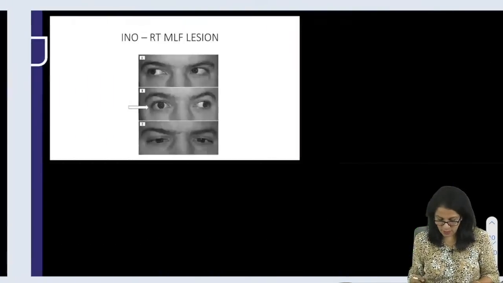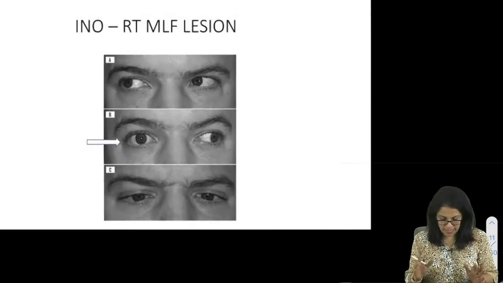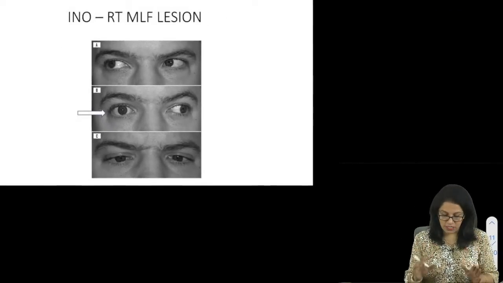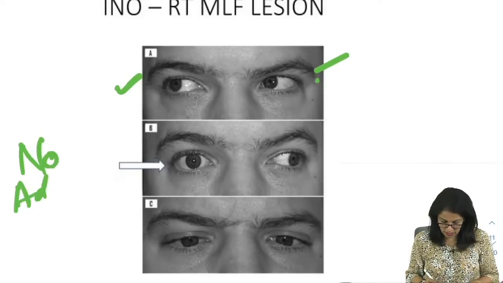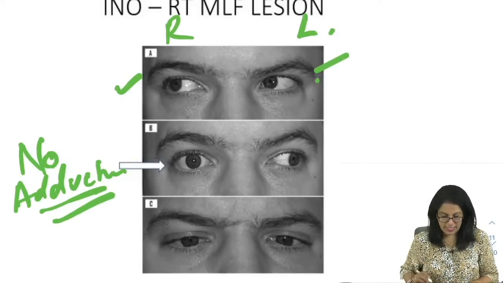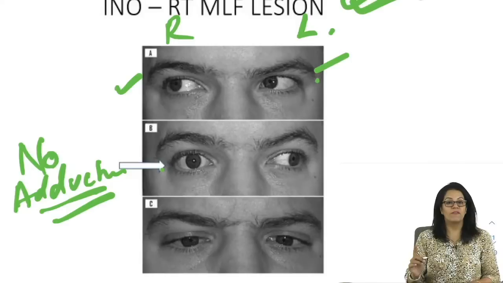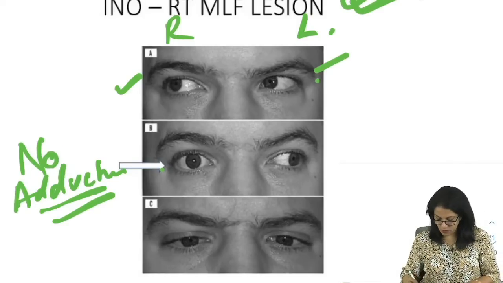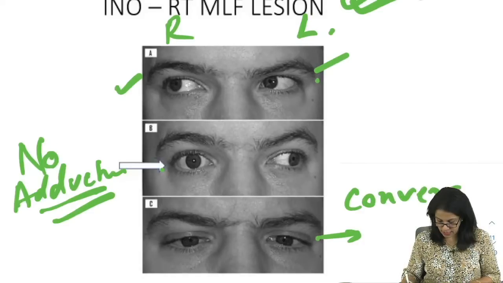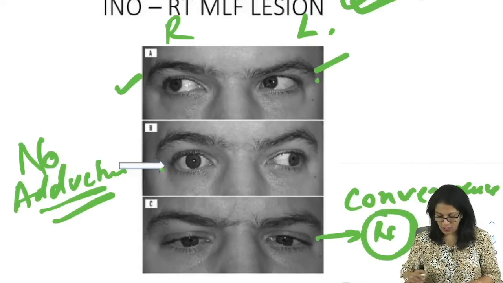Okay? Let's read the next one. What is this? It's already written here, but let's revise it. When you say INO, it is an MLF lesion. Why are we calling it a right MLF? Look here, on the right side, abduction here is fine, adduction here is fine, but no adduction on the right side of right eye. So, this is his right eye, this is his left eye, isn't it? So, this side there is no adduction, that is why right MLF lesion, because wherever the MLF is gone, there is ipsilateral defective adduction. And see what else it is showing? Convergence is normal. In INO, convergence is normal.